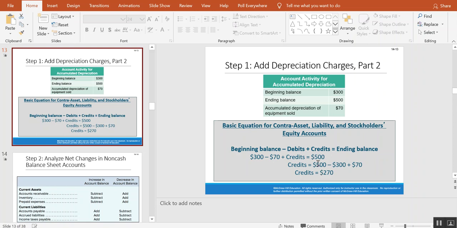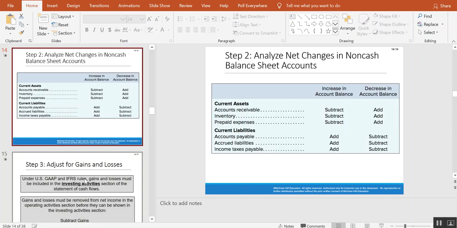We take $500 and subtract out the ending balance of 300 plus the $70. And so we wind up with a credit balance of 270. So that's the change in the depreciation account. So here's how we're going to do the other accounts. This is very straightforward.